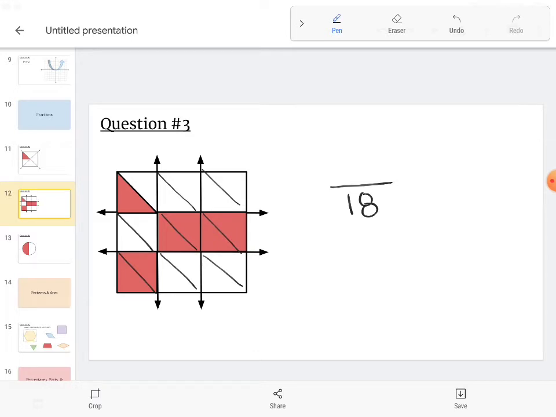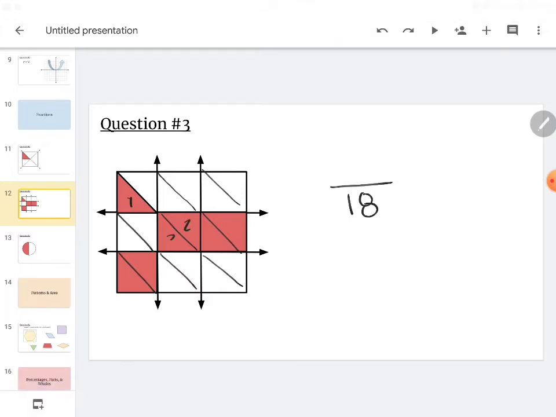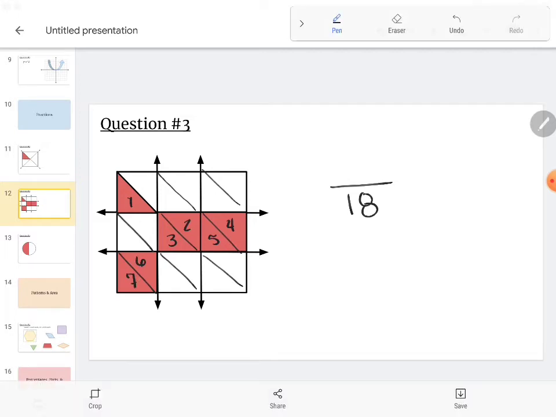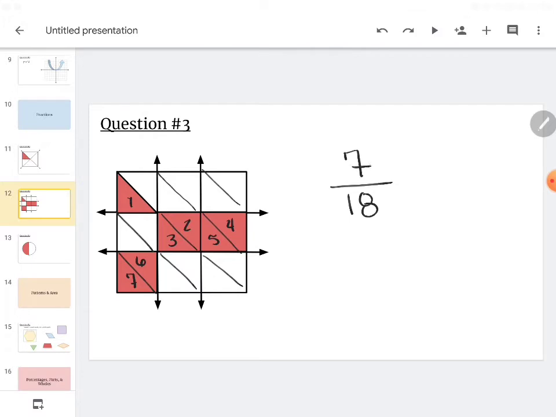Now, as far as our shaded parts go, we have 1, 2, 3, 4, 5, 6, 7 altogether, which means that 7/18 of our square is going to be shaded.